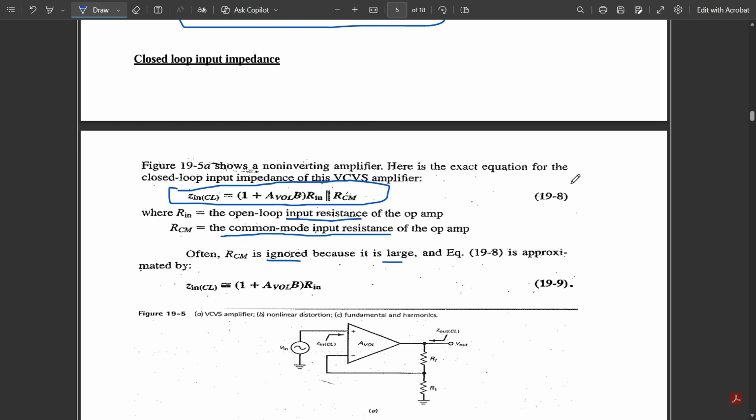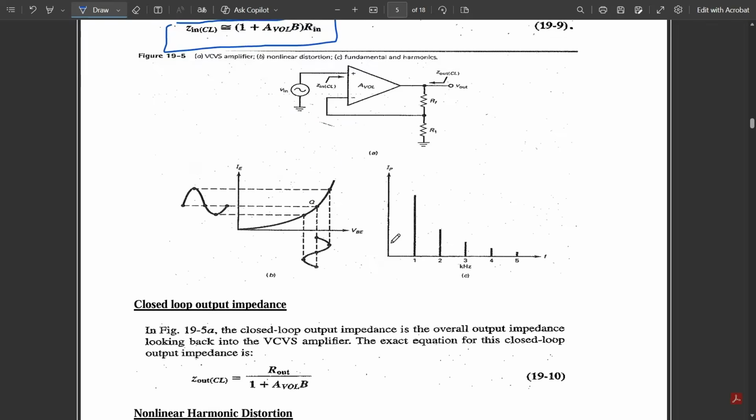So that's why the above equation would be approximated as Zin equals (1 plus AVOL into beta) into Rin. Okay, so this is the equation you need to remember for the closed loop input impedance of a VCVS amplifier.